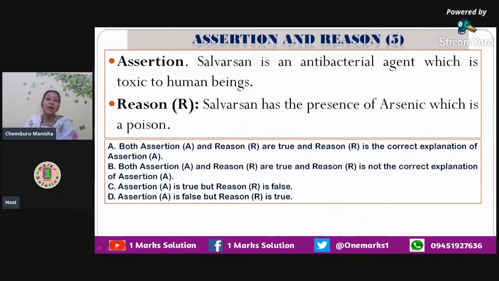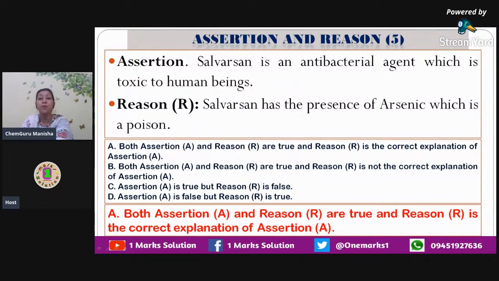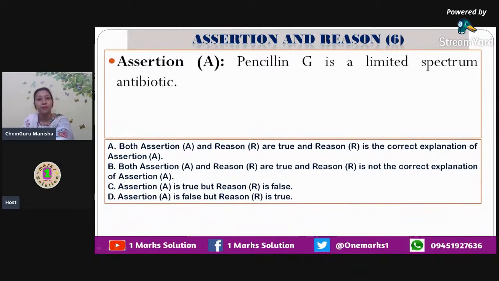The fifth statement that we have is: salvarsan is an antibacterial agent which is toxic to human beings. This is true. We do not use salvarsan in a very large amount, and we do not use it as an antiseptic either. And the reason says that salvarsan has a presence of arsenic which is poisonous. So assertion is true, reason is also true, and reason is explaining it. That is why we do not use it as an antibacterial, because it has arsenic content; if you apply it on your skin, arsenic interaction can happen.